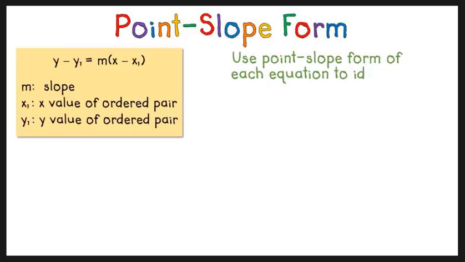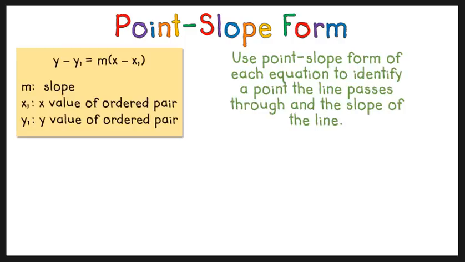Now we are going to use point-slope form of each equation to identify a point the line passes through and the slope of the line. So given the equation y minus 9 equals negative 2/3 and in parentheses x minus 7, we need to identify the point that this line goes through and the slope of the line.